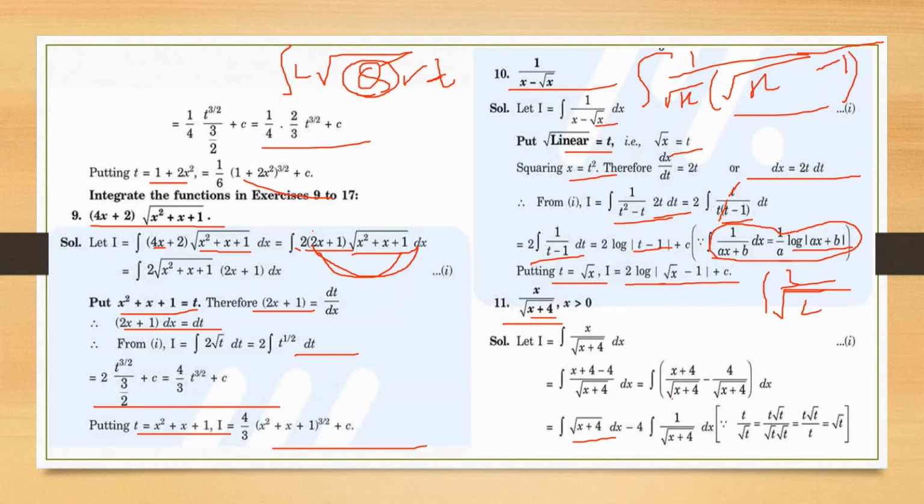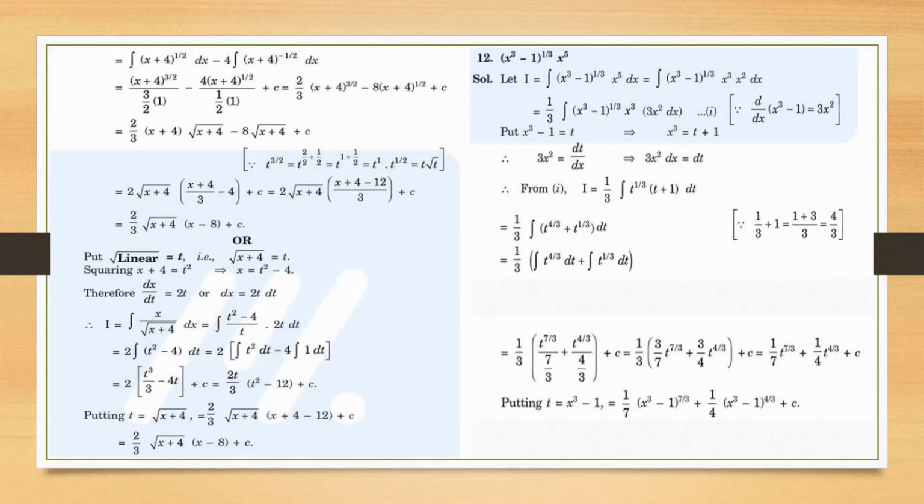Now you have to take the denominator as a negative power in the numerator, and then apply the power rule. Okay, power rule, and then put back the value of the function t, and this is the required answer.